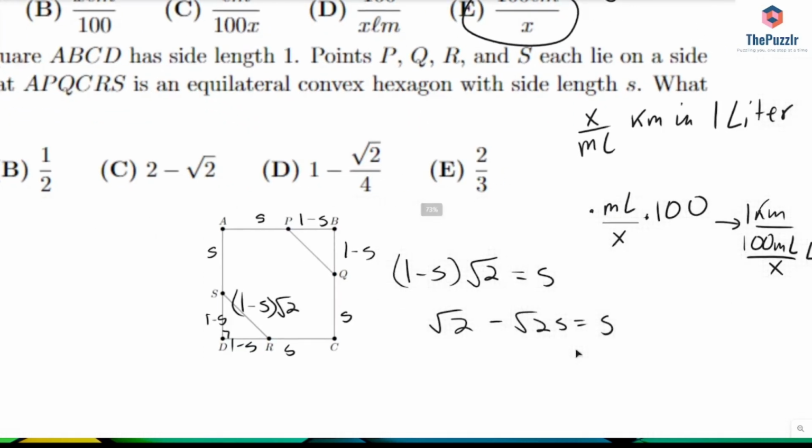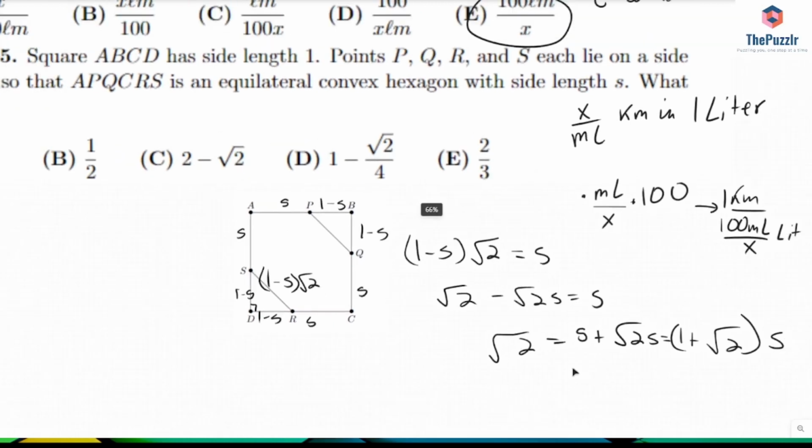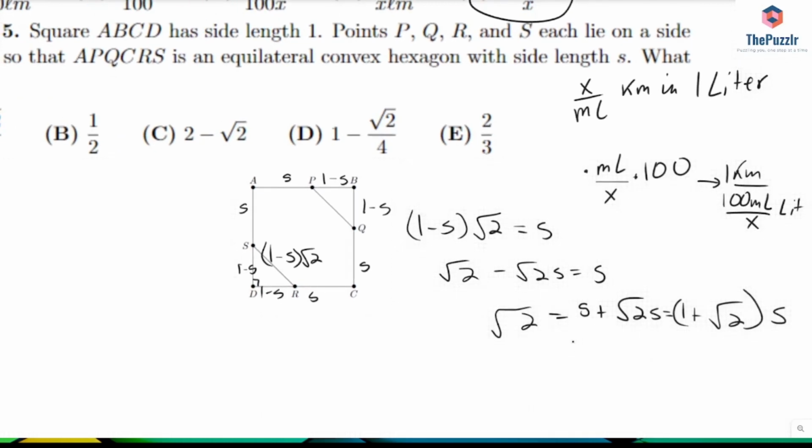So root 2 equals S plus root 2S, which equals S times 1 plus root 2. So we're factoring out the S. Okay, so then we have that S equals root 2 over 1 plus root 2.